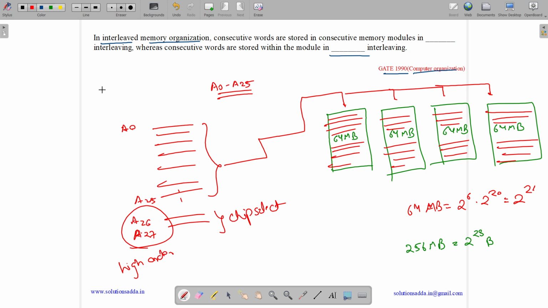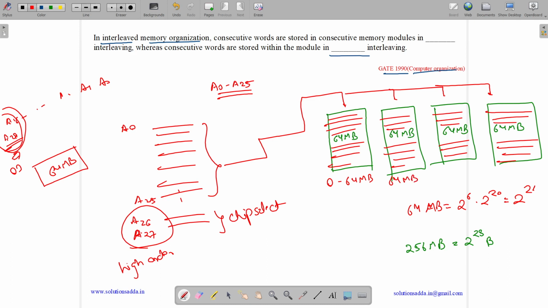And in high order, what happens? Suppose we have address like this, A0, A1, A2, then we have A26, A27. As the higher significant bits are changing, it will be 00 for all the 64 megabyte of this chip. So it will have address from 0 to 64 megabyte. It will have address from 64 megabyte to 128 megabyte. It will have address from 128 to 192 megabyte, and it will have address from 192 to 256 megabytes. So it will have addresses like this.